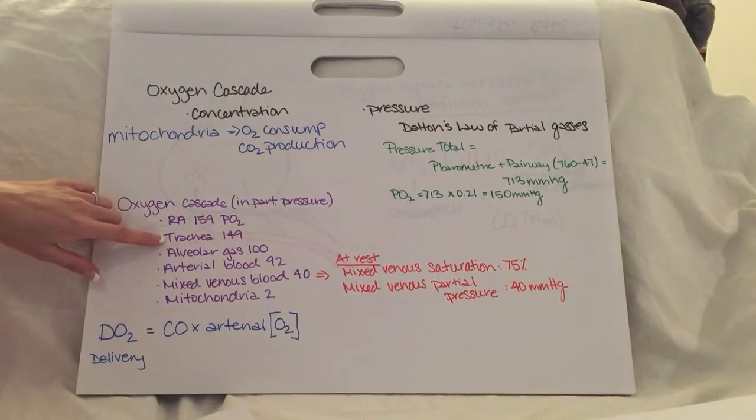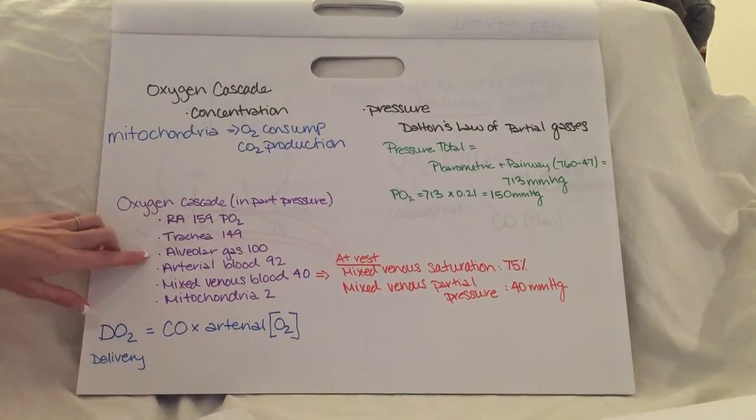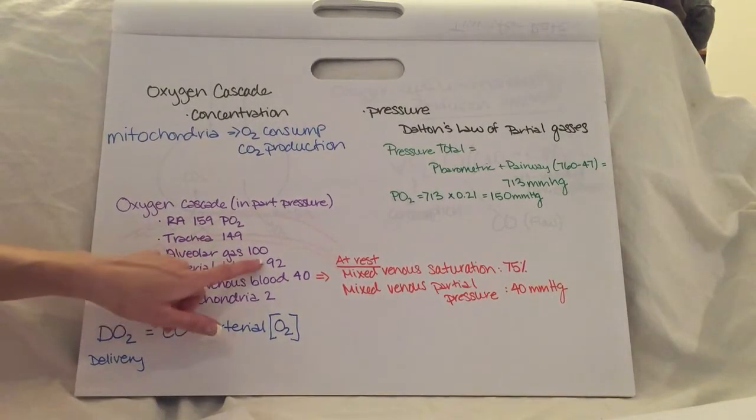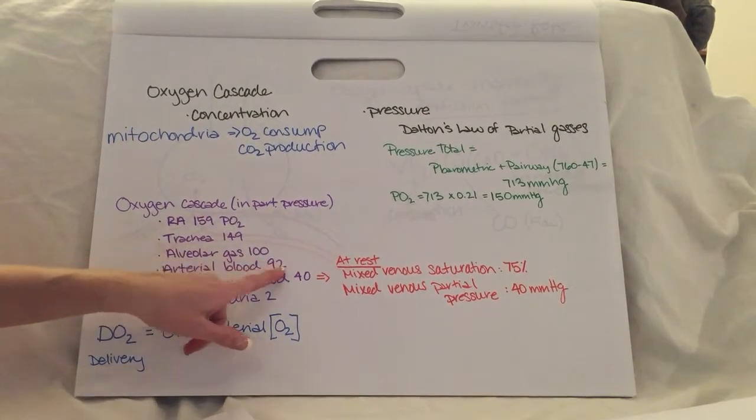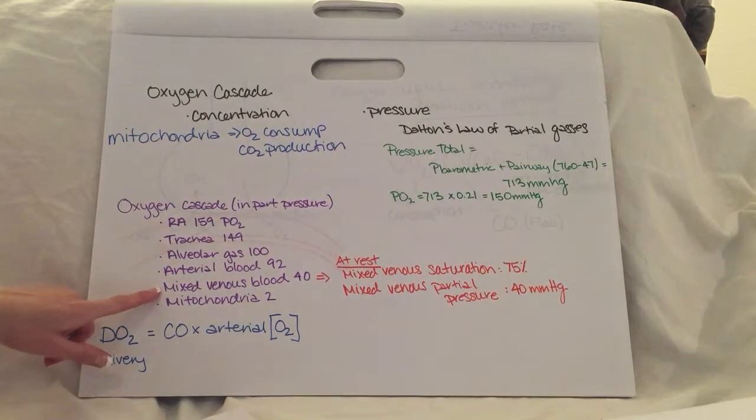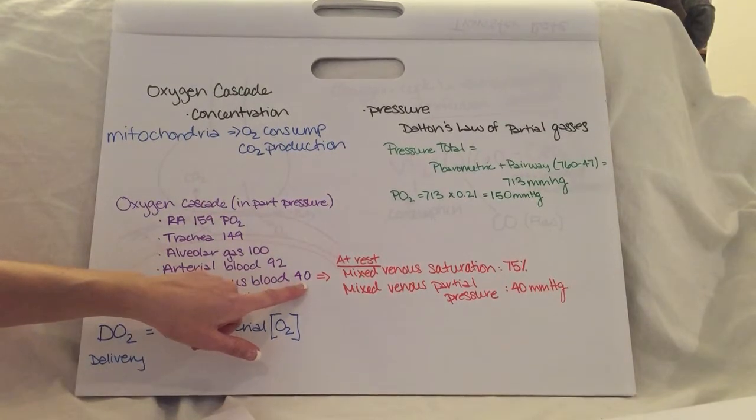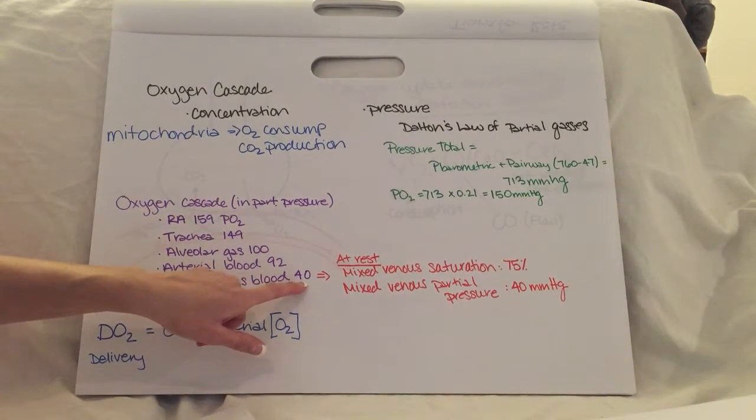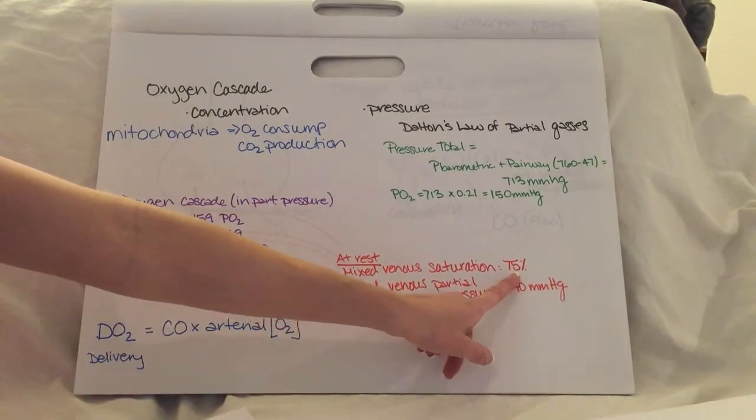In our trachea, the partial pressure is about 149. Our alveolar gas is approximately 100. Our arterial blood is 92. And then by the time we get down to the mixed venous blood, or the capillary beds perfusing the tissues, the partial pressure of oxygen is down to about 40. At rest, this equals a mixed venous saturation of about 75%.